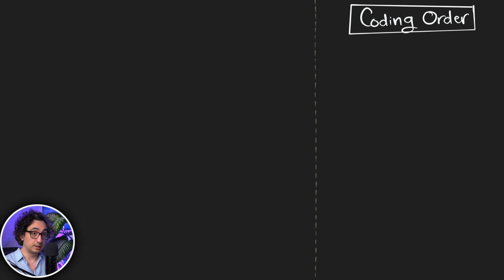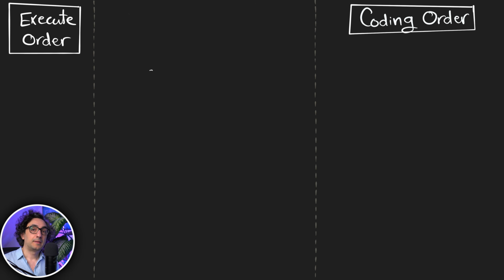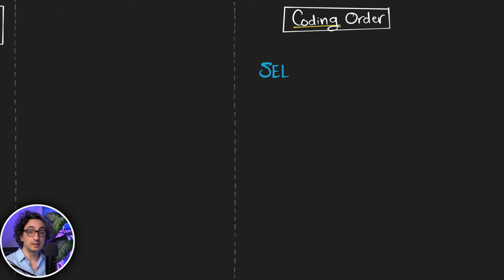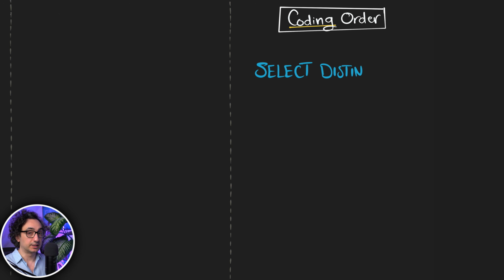Okay, so now I'm going to show you the coding order of a query compared to the execution order that happens in the database. The coding order of a query always starts with a SELECT, and exactly after that you can put a DISTINCT, and then after the DISTINCT you can put a TOP. So this is the order of all those keywords, and then you can go and select a few columns.